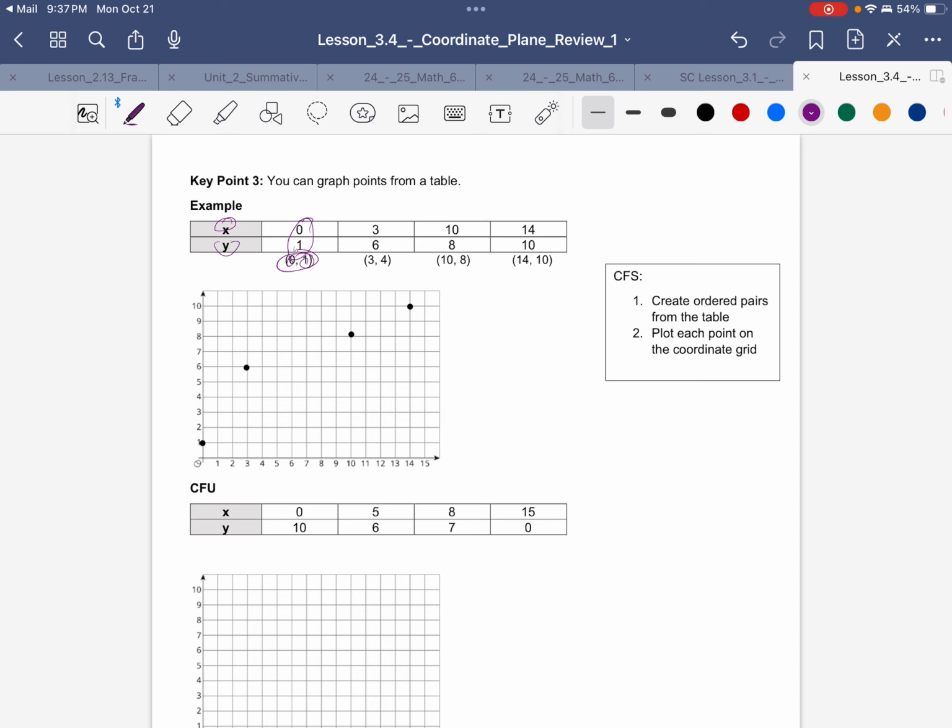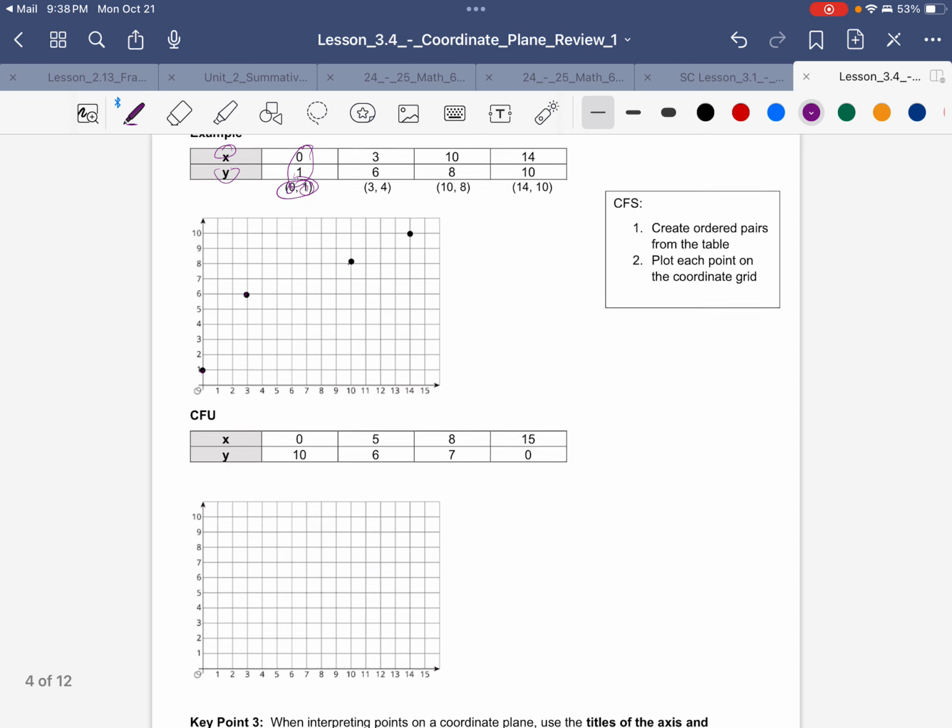They did the same thing for all these. And they put the points on there. And we can finish what they didn't put on. They put everything. So they have 0, 1, it's here. They have 3, 6. They have 10, 8, and then 14, 10. They're all on there. So now let's jump down here to the CFU.